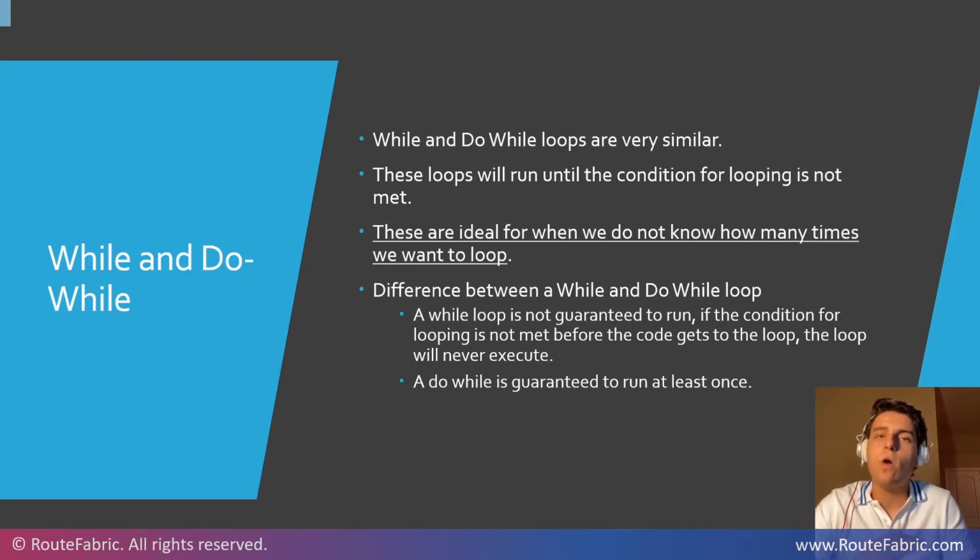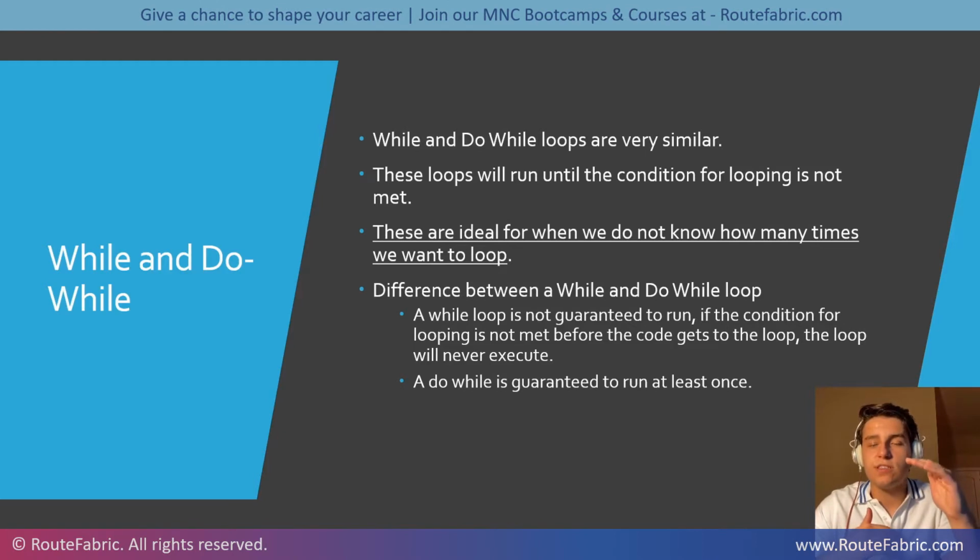When we do a do while loop, what we're saying is do this while this condition is met. So the condition part actually goes after the do part. Basically, what that means is that the do part, whatever is within the loop, is going to execute at least once every time.